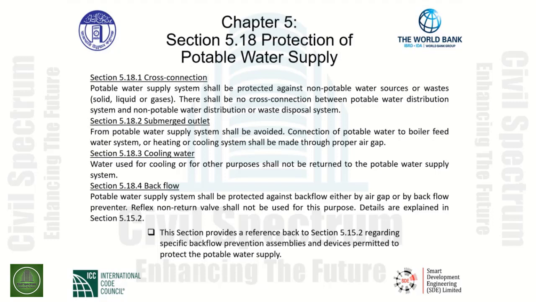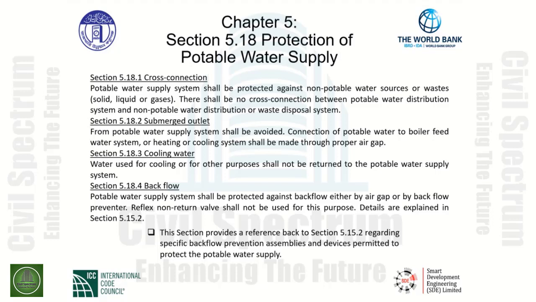Section 5.18.2, Submerged Outlet. From potable water supply system shall be avoided. Connection of potable water to boiler feed water system or heating or cooling system shall be made through proper air gap. Section 5.18.3 references cooling water applications, where we use water for cooling or for other purposes. It shall not be returned to the potable water supply system.